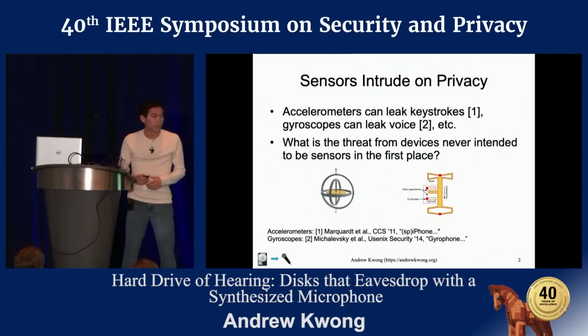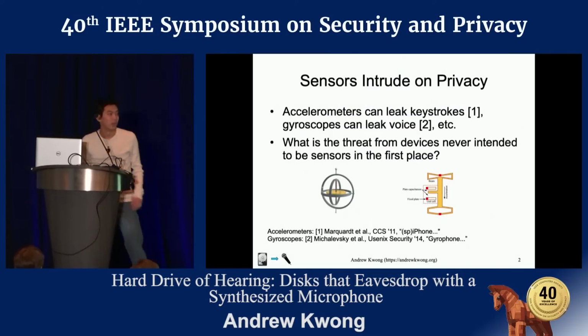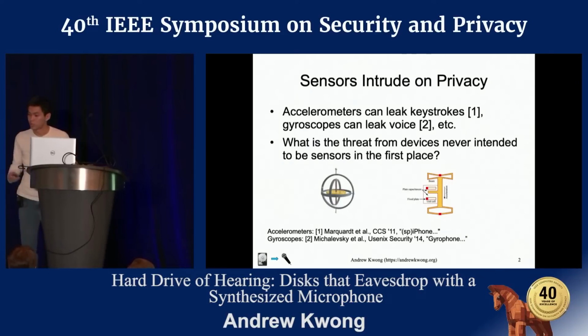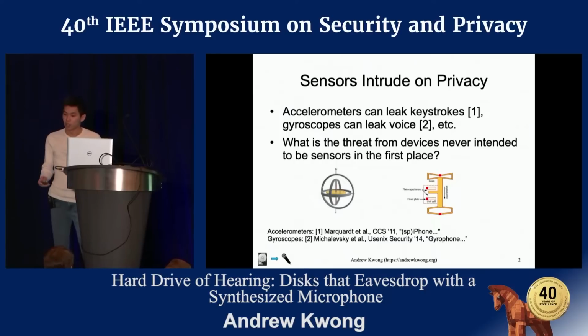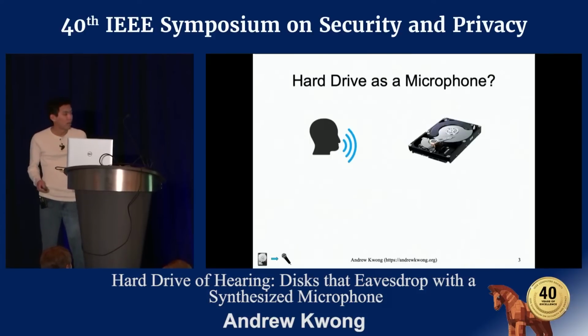So our prior research has demonstrated how sensors can potentially intrude on user privacy. The question we ask in our paper, however, is what is the threat posed by devices not intended to be sensors in the first place? In particular, how well can a hard drive approximate a microphone?